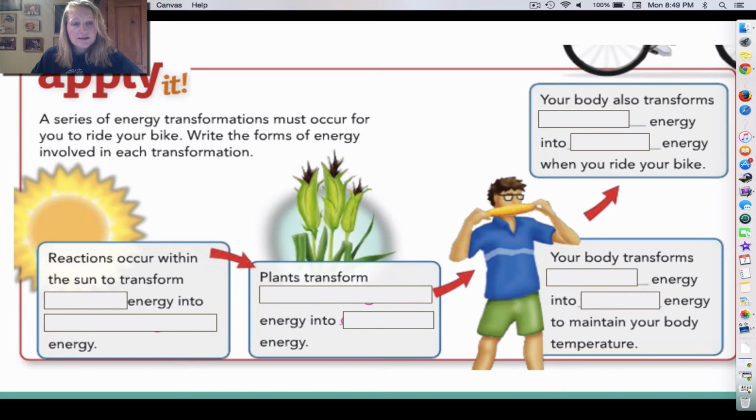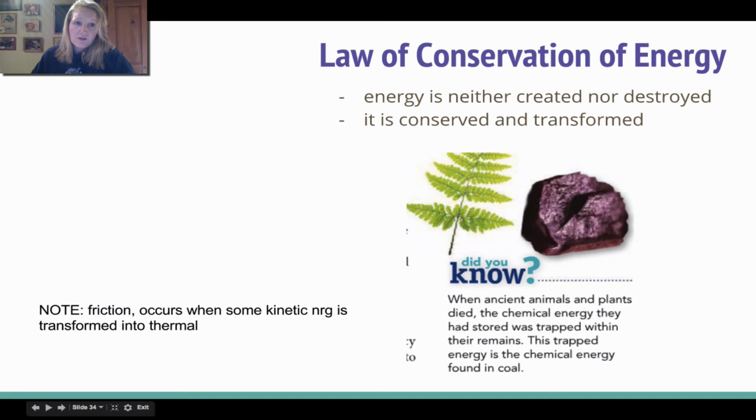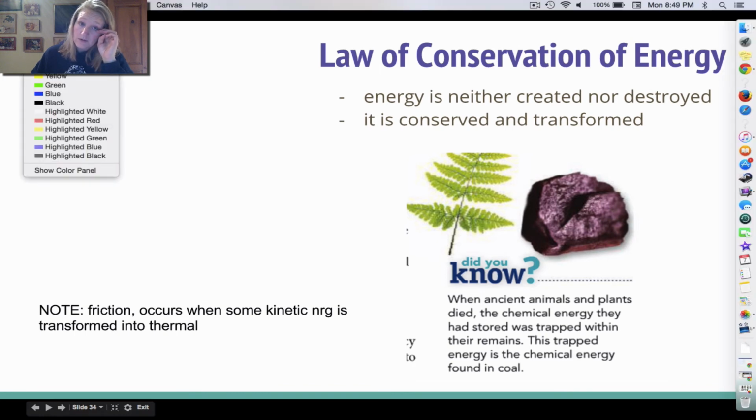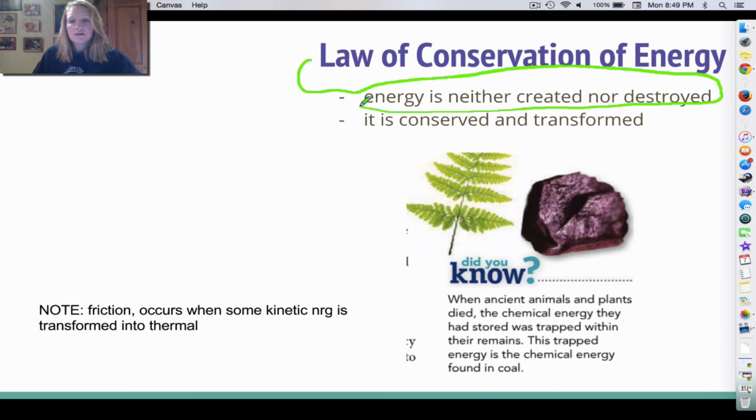Now the last topic that we're going to talk about today is the law of conservation of energy. The law of conservation of energy says that energy is neither created nor destroyed. So it's constant. The law of conservation of energy is saying that energy is never created and it is never destroyed. What we are learning today is that it is conserved. So energy is conserved and it is transformed.